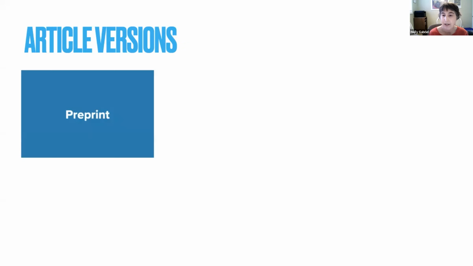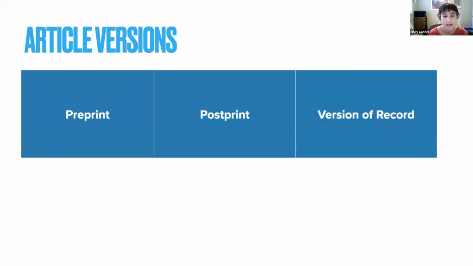Next. So now that we've done a quick review of copyright, I'd like to move on to the scholarly publishing process, and particularly for a research article. And there are three main versions of a research article. They include a preprint, a postprint, and the version of record.